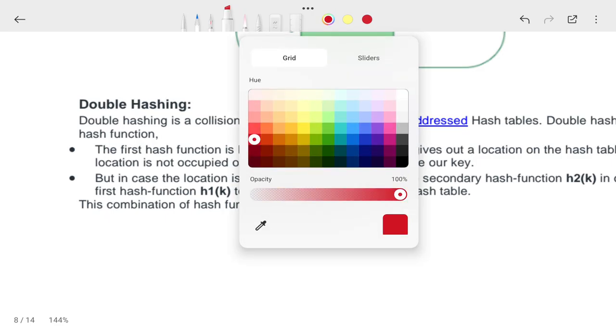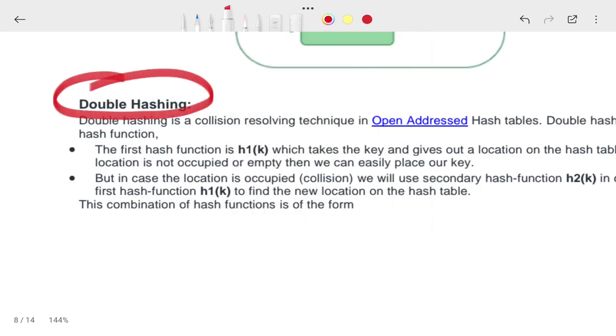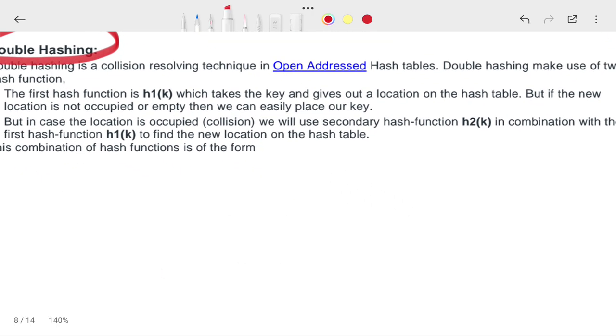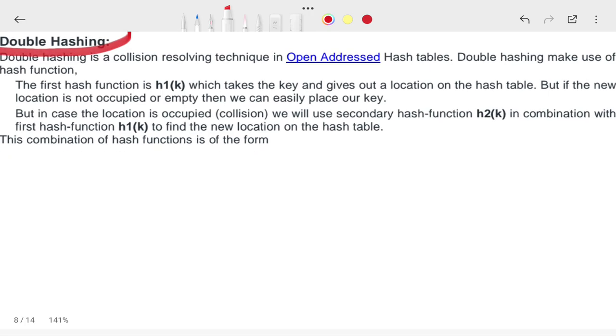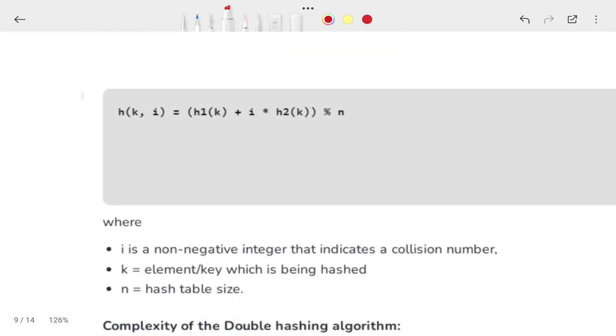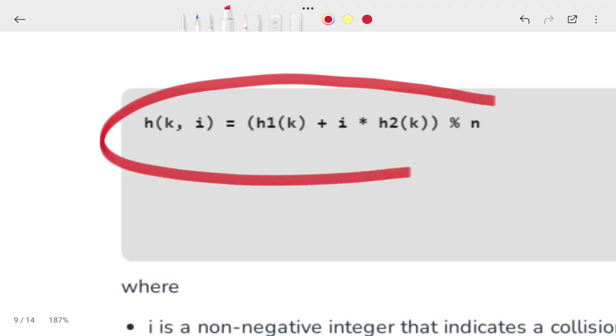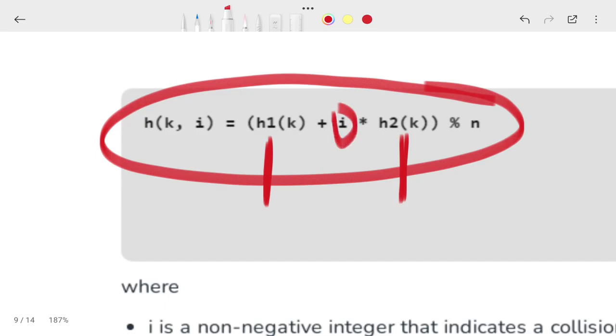What is double hashing? Double hashing means there are two functions: one hash, and a second hash. If there are two hashes, there are two modulos also here. So the function is h1(k) plus i times h2(k), modulo n.